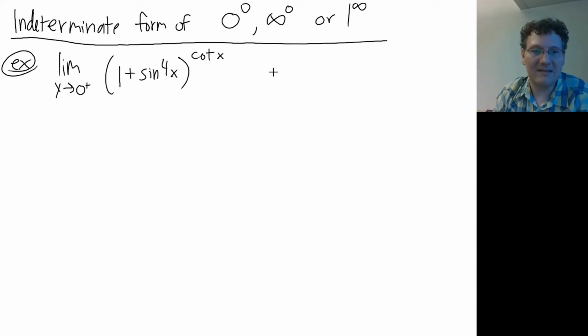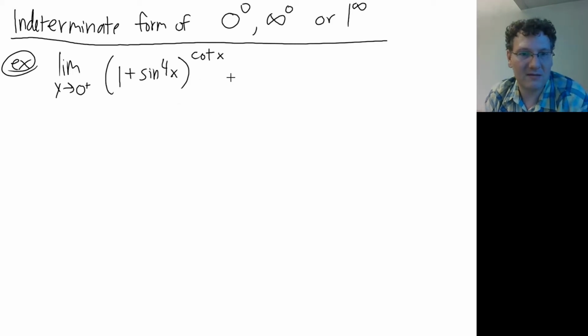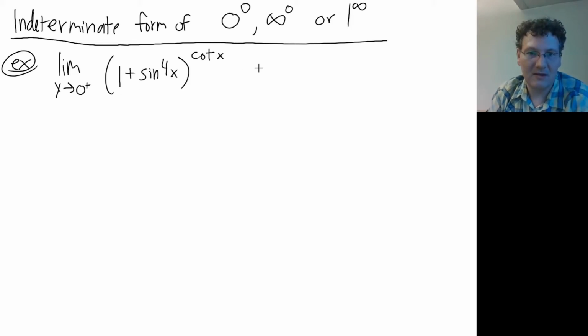Okay, the limit as x is going to 0 from the right of 1 plus sine of 4x to the power of cotangent of x. Now the base is approaching 1, while the cotangent of x, if you recall, as x goes to 0 from the right, is approaching positive infinity. Okay, so this is an indeterminate form.